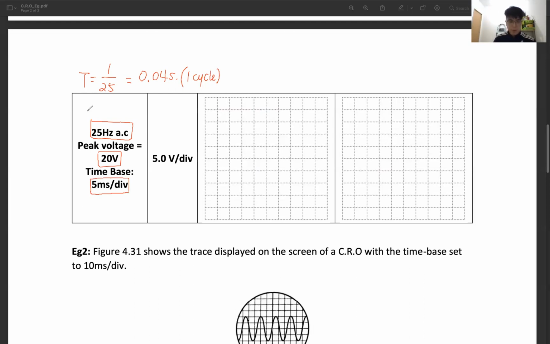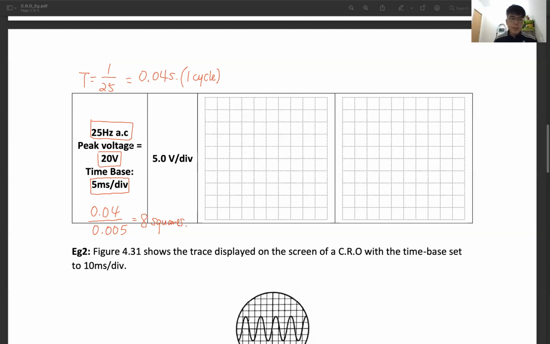So 0.04 divide by 0.005, right? 0.005. 8. So 8 squares. 8 squares, that's one wave.